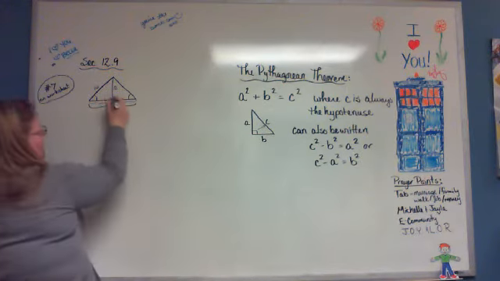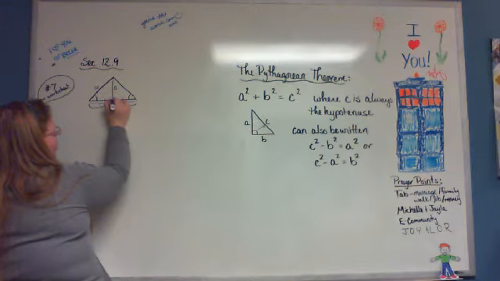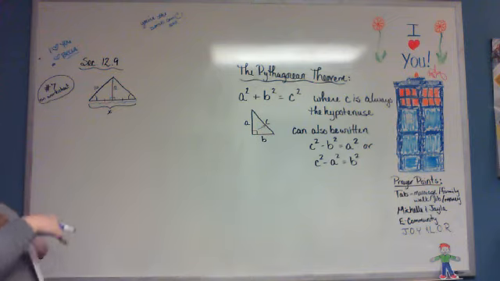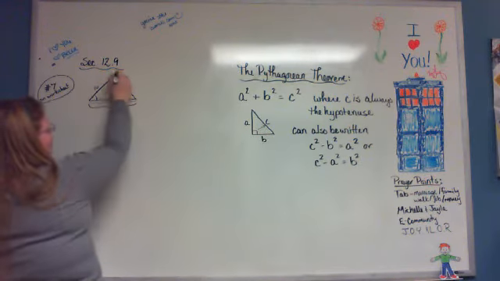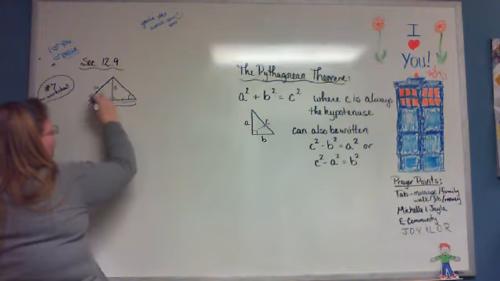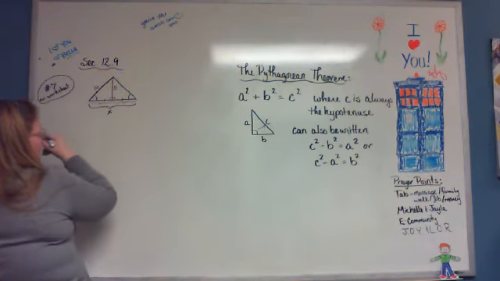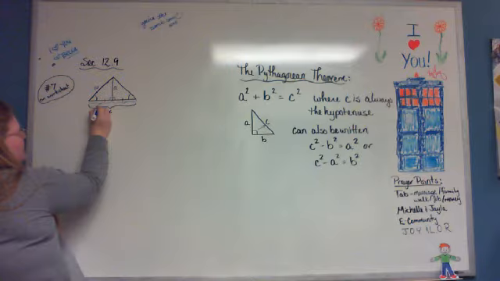So that means that this angle right here has to be 90 degrees as well, because if that side is 90 degrees, the other side has to be 90 degrees. So that means that we do have a right triangle on this side, where one side is 16 and one side is 12. So I can figure out what this side down here is.